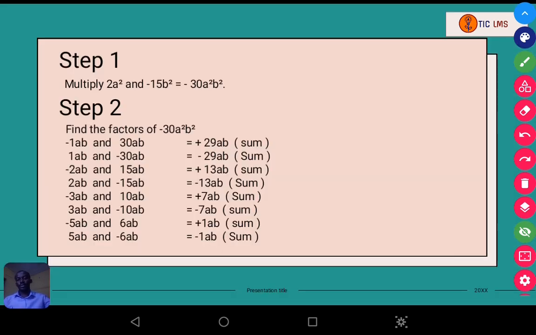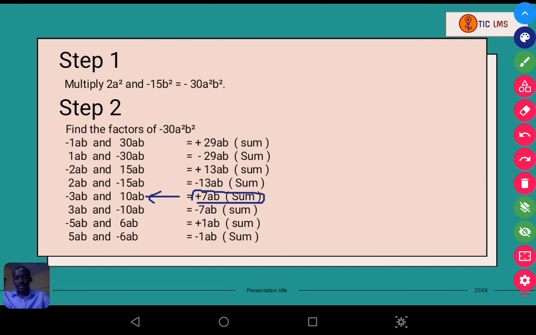If you look at the factors again in step 2, when you add negative 1 plus 30, you're going to have positive 29. 1 plus negative 30, you're going to have negative 29. If you have negative 2 plus 15, you're going to have positive 13, and so on and so forth. Now we are interested in the one that would give us positive 7ab, and here we have it. So this pair of factors gives us the positive 7.